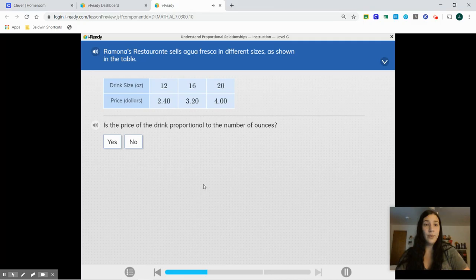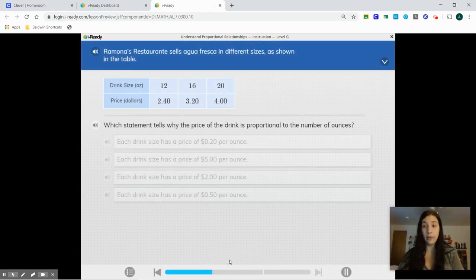When we do each of these, remember we're doing price per ounce. So we're going to do 2.4 divided by 12, and that's going to give us 0.2 or 2/10. We're going to do 3.2 divided by 16, which will also give us 2/10, and then 4 divided by 20, which also gives us 2/10. So yes, it's proportional because our constant of proportionality is 2/10, which we're going to work out over here.